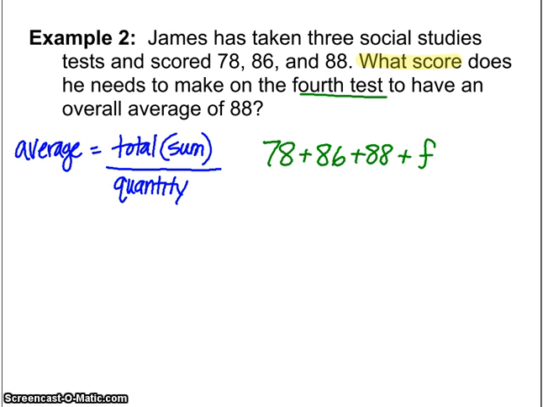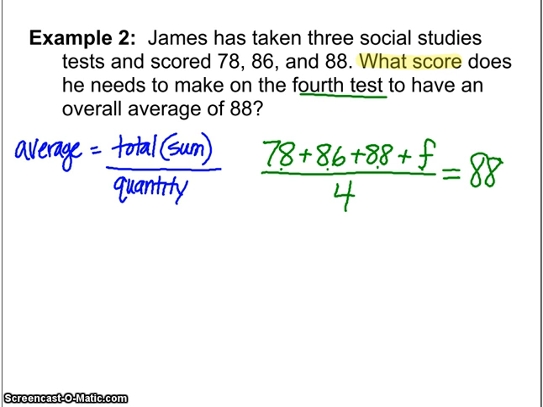And to find the average of these, how many tests are we talking about? What's the quantity? I'm talking about 4 total tests. Again, I was finding the sum of 4 different tests here. And then since he wants his overall average to be 88, we want to make this equal to 88.